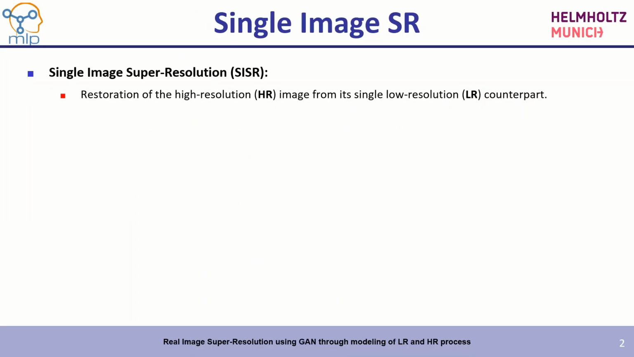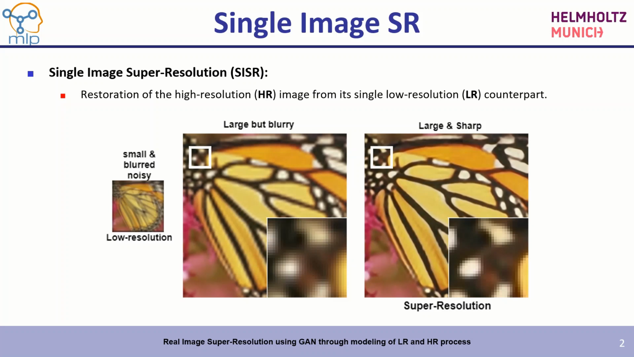The goal of single image super resolution is to recover the high resolution image from its low resolution counterpart. The low resolution image is small, blurred and noisy, while the SR image is large and sharp with image details. Simply enlarging the image by traditional interpolation methods like bicubic, bilinear, and nearest neighbor fails to recover the sharp image detail.